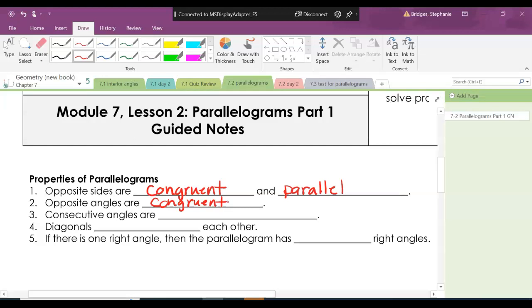The next one is talking about consecutive angles. What does it mean to be consecutive? Opposite is directly across, so consecutive would be next to each other. So what angle on this side is next to A? D. And if I'm going up here, which one's next to A? B. Okay. Consecutive angles in a parallelogram are supplementary.